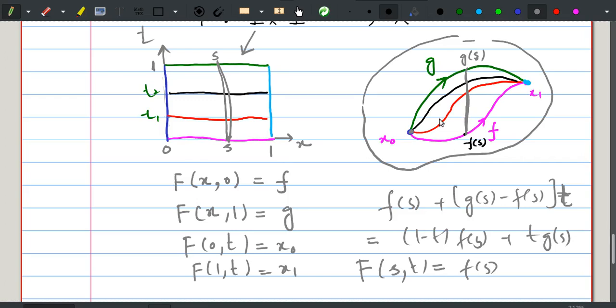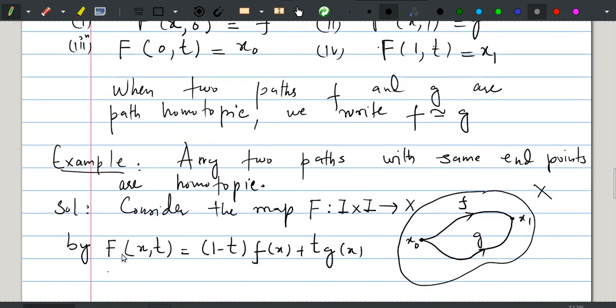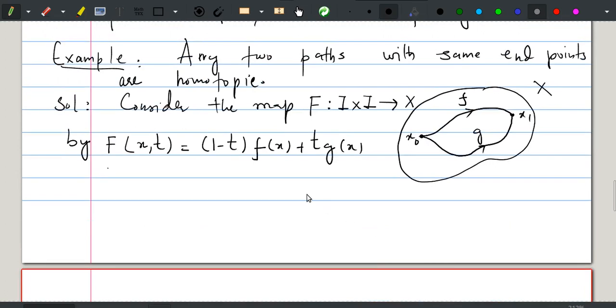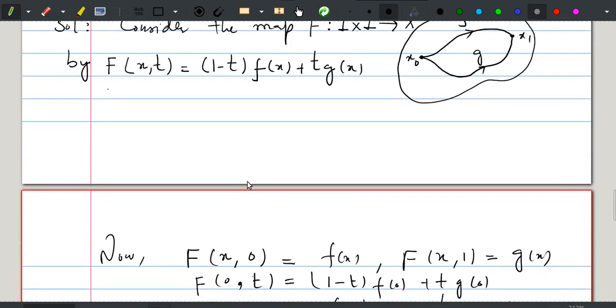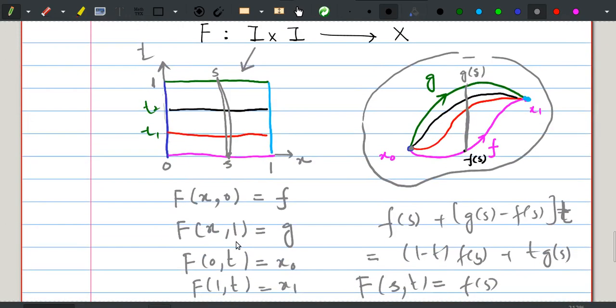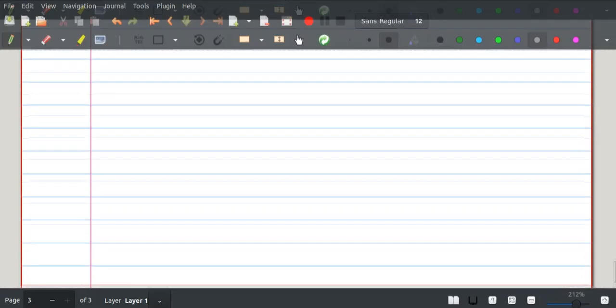Now the continuity of the homotopy, this capital F, as a map from the interval I cross I to the space X, follows from the continuity of f and g, because we define this homotopy F to be this convex combination of f(x) and g(x). Now f(x) and g(x) being continuous, this capital F is continuous. I think this is it for this lecture.